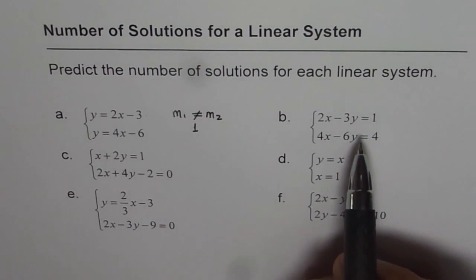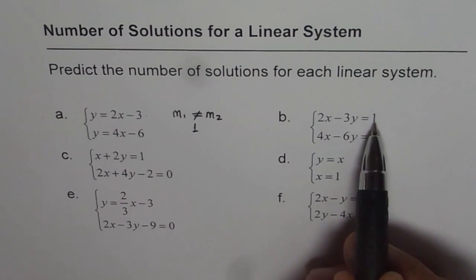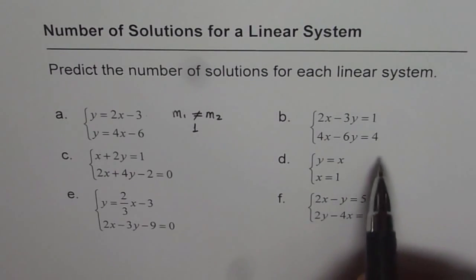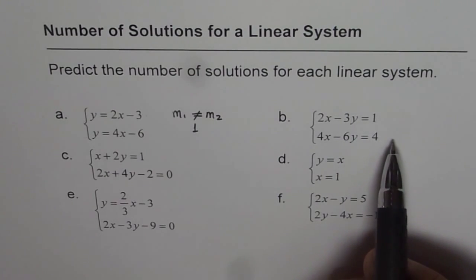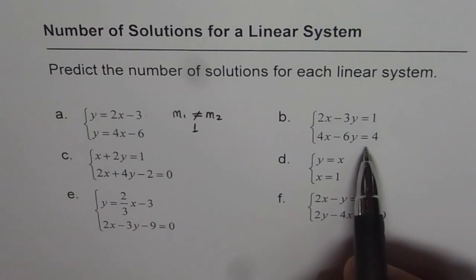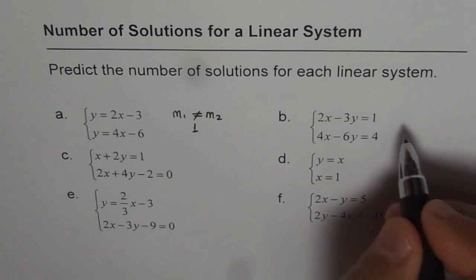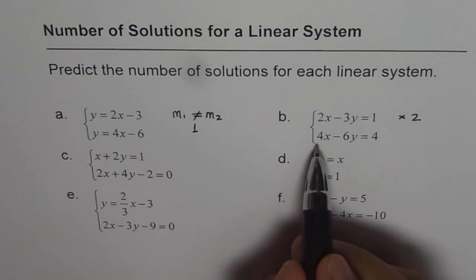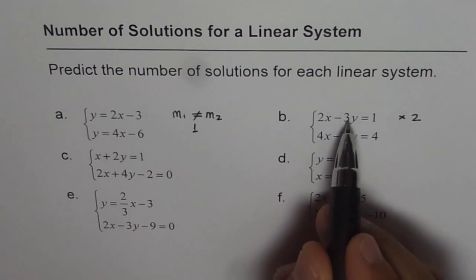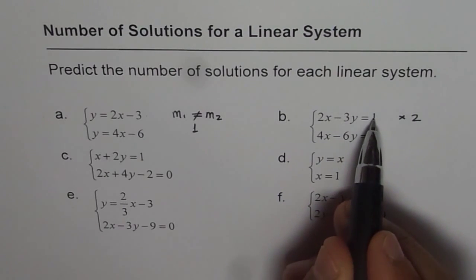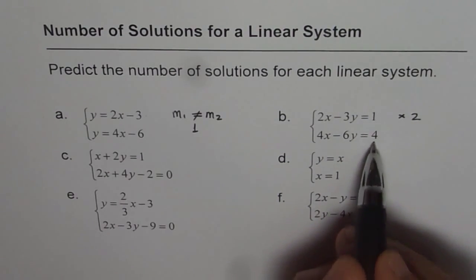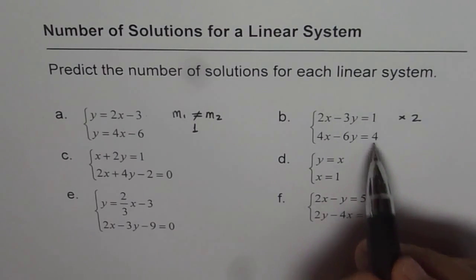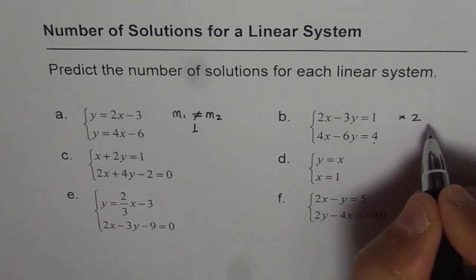Now in this particular case, 2x minus 3y equals 1, 4x minus 6y equals 4. We don't really have to convert to slope and intercept form when equations are given in this form. You can see if I multiply the first equation by 2, what happens? I get 2 times 2 is 4, 2 times 3 is 6, but 1 is not multiplied by 2. You see, this is different. Correct? So it is not the same equation. If it is not the same equation, then it is a parallel equation.